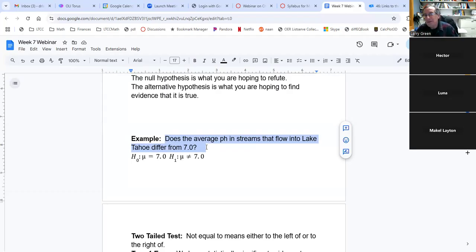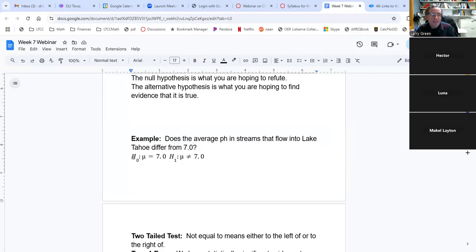So what we want to do is say, well, does the average pH in the streams in Tahoe differ from 7.0? Because if it differs from 7.0, then we need to make an effort in rectifying the problem so that we can save our lake. Any questions on the idea? And this is real, by the way. Okay.